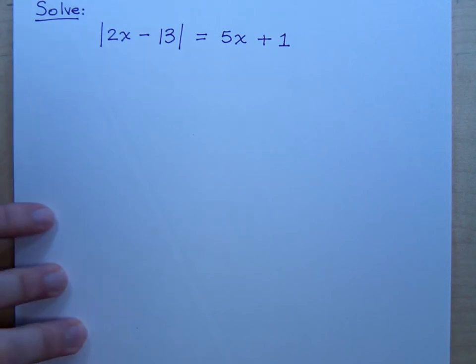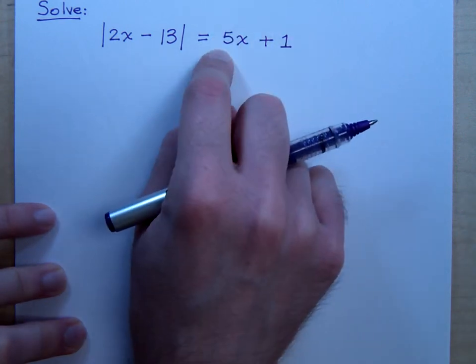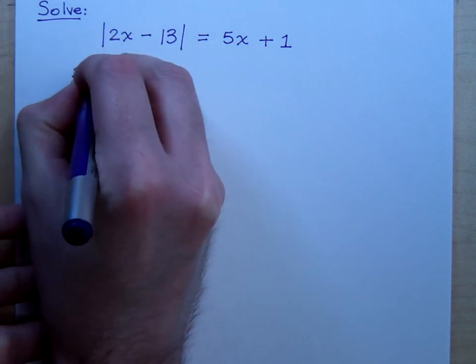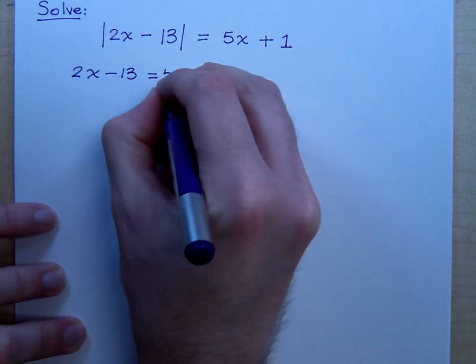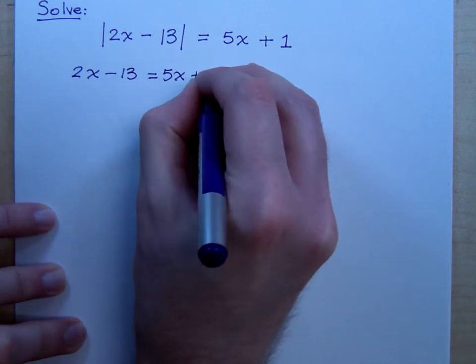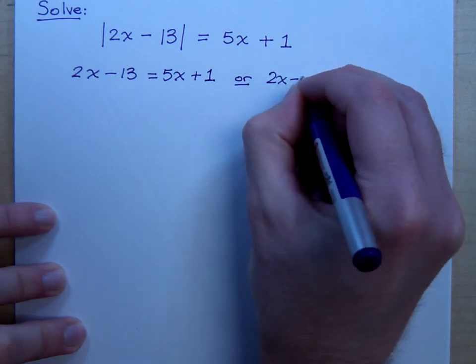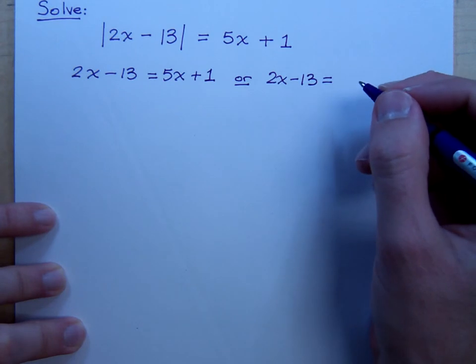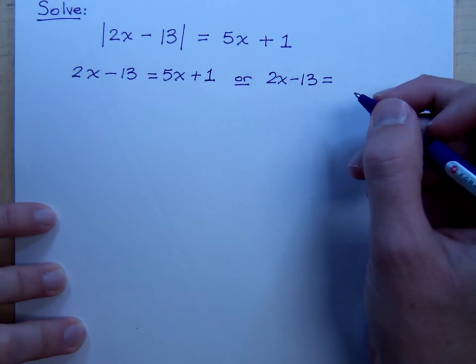Now, this one's a little bit more difficult because it doesn't just equal a number. It equals a variable expression. So, we know that the insides, the 2x minus 13, has to equal what? It has to equal 5x plus 1, or the insides have to equal what? How were we doing these before? Say again? Is it 5x -1 or -5x?